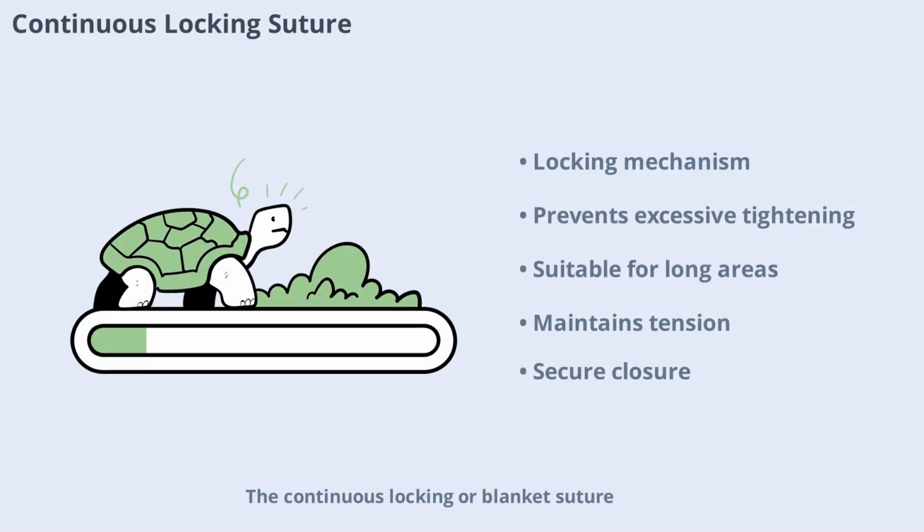compromising the closure. The continuous locking, or blanket, suture is similar to the simple continuous technique, but adds a locking mechanism. The suture is withdrawn through its own loop, which locks each stitch in place. This prevents excessive tightening during closure and is particularly suitable for long edentulous areas, tuberosities, or retromolar regions. The locking feature ensures that tension is maintained even if part of the suture line is compromised.